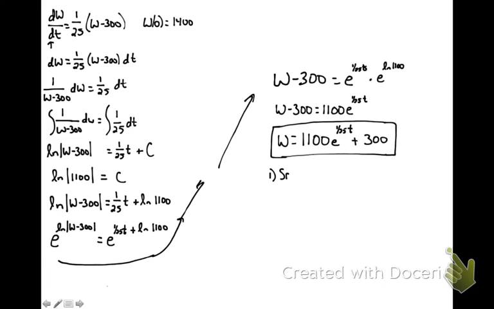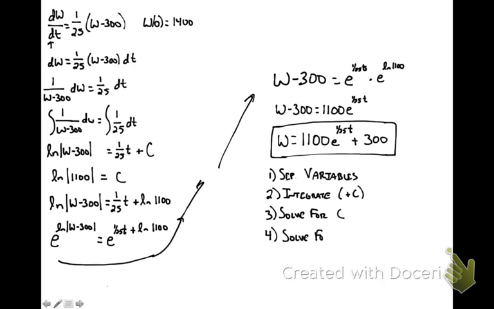One, separate the variables. Ultimately, in our case it was dw/dt. I'm multiplying both sides by dt, which means my t's will need to be on the right and my w's will need to be on the left. Second, integrate. After you integrate, do not forget plus c. Third, solve for c. Once you solve for c, fourth, solve for the function.